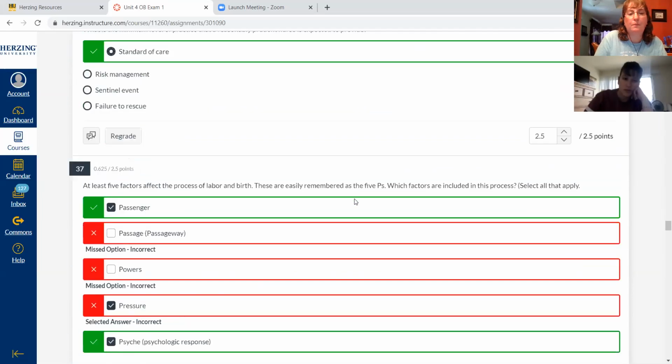Okay, this one. At least 5 factors affect the process of labor and birth. These are easily remembered as the 5 Ps. Which factors are included in this process? So passenger, it should be this one, passageway. This should be one, powers. That should not be one, and then this should be one. Okay. I think I got powers and pressure confused, and then I just forgot passage.